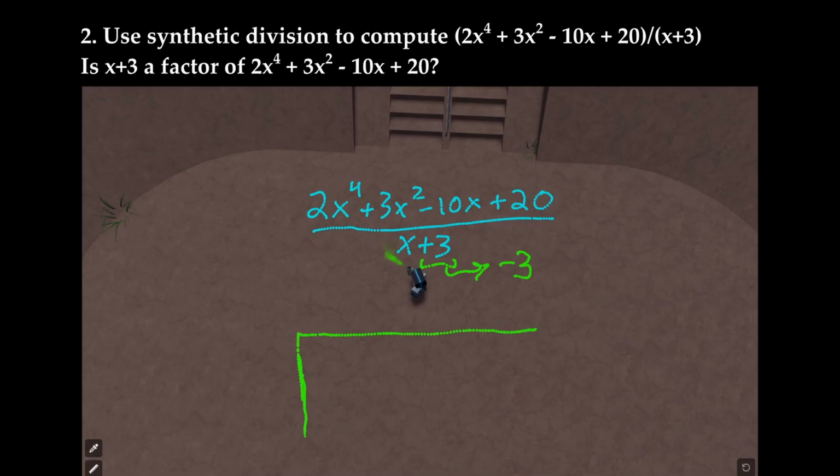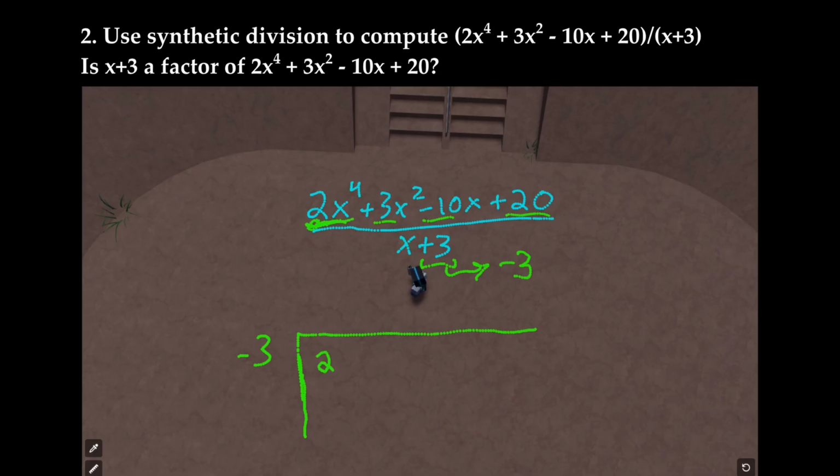So this is the way I set it up, but you can set it up any way that you wish. It doesn't matter too much. So now we need to fill in the coefficients of the numerator into the synthetic division table. So start with the highest degree term. That's the 2x to the 4th power. Its coefficient is 2. And then now be very careful.